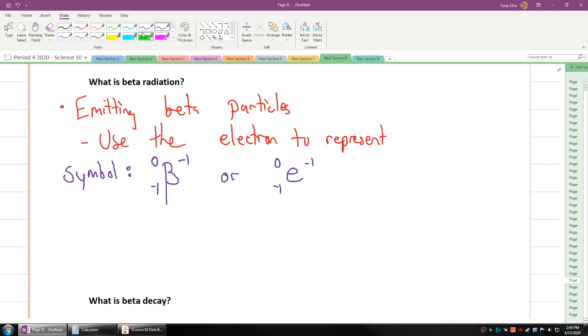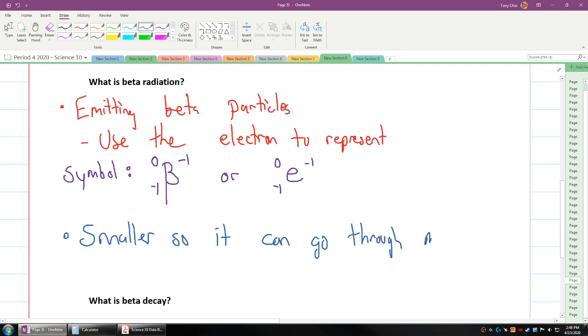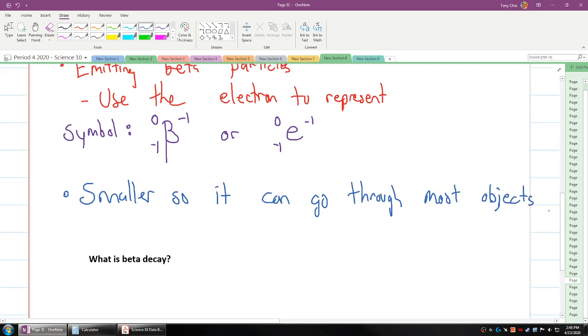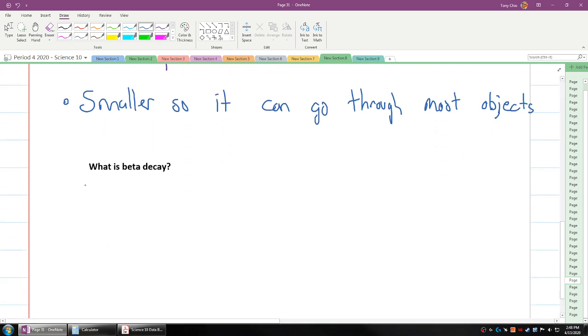Now the last thing we're talking about here is that it is smaller, so it can go through most objects. And it's also faster, so it does a bit more. It has a bit more energy. So what does beta decay look like? Well, in this case, you're going to have a neutron break apart into a proton, and the electron gets expelled.